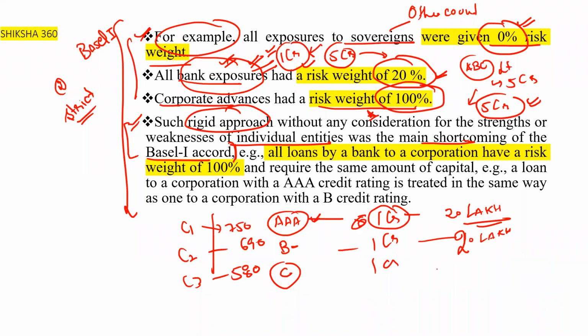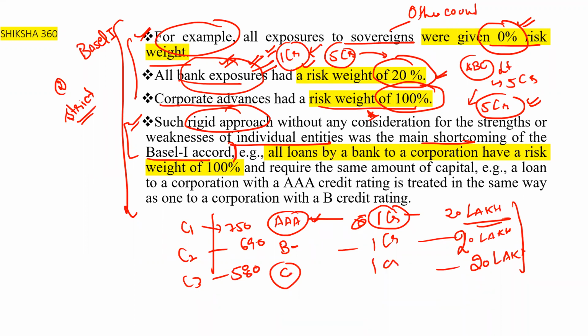We have to maintain 20 lakh for that. This applies to every type of customer, whether they have a good rating or a bad rating. We have to maintain a specific amount as per the Basel 1 norm. This is the main problem.